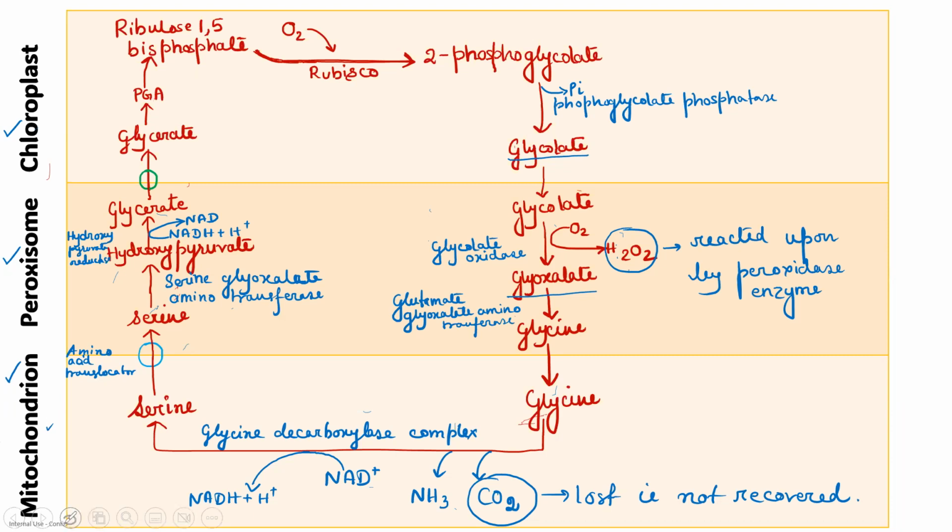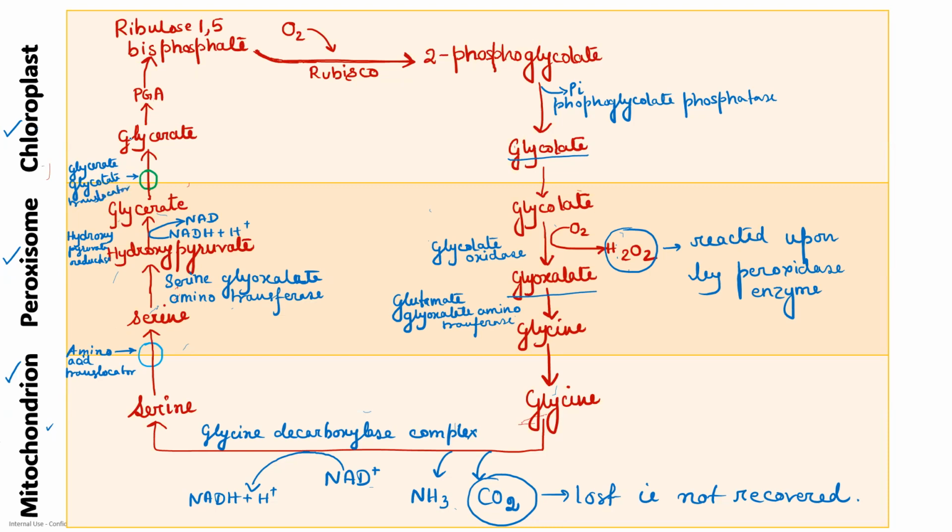Clear? This glycerate is now moving into the chloroplast through another translocator, which is known as glycerate glycolate translocator. Remember the names. Okay, this is one translocator. This is the other translocator. What is the name? Glycerate glycolate translocator.